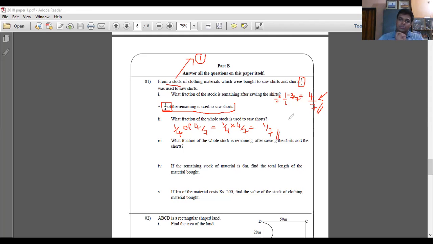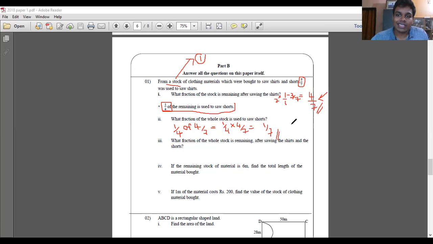What fraction of the whole stock is remaining after sewing the shirts and the shorts? If you see again the second part of that question, they have said 1/4 of the remaining is used to sew shorts. So 1/4 of 4/7 will give you the answer. Of means multiplication again. So 1/4 times 4/7 gives you 1/7.